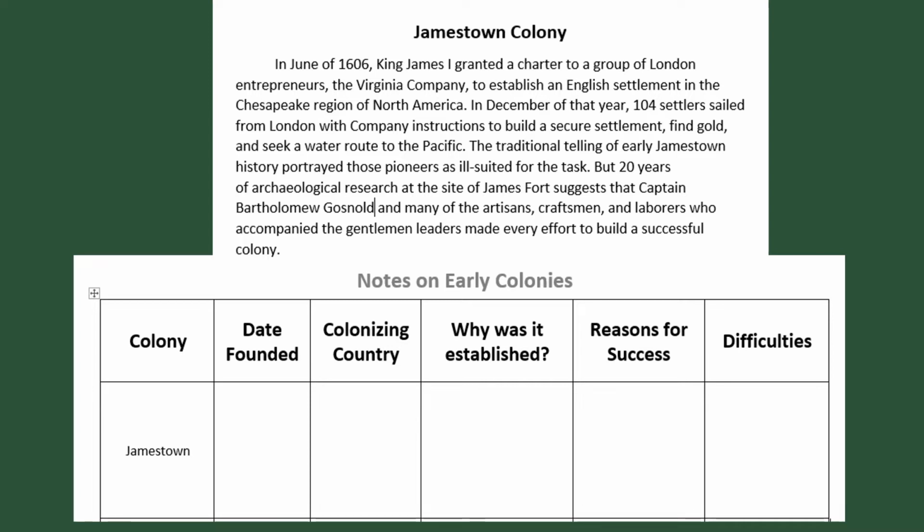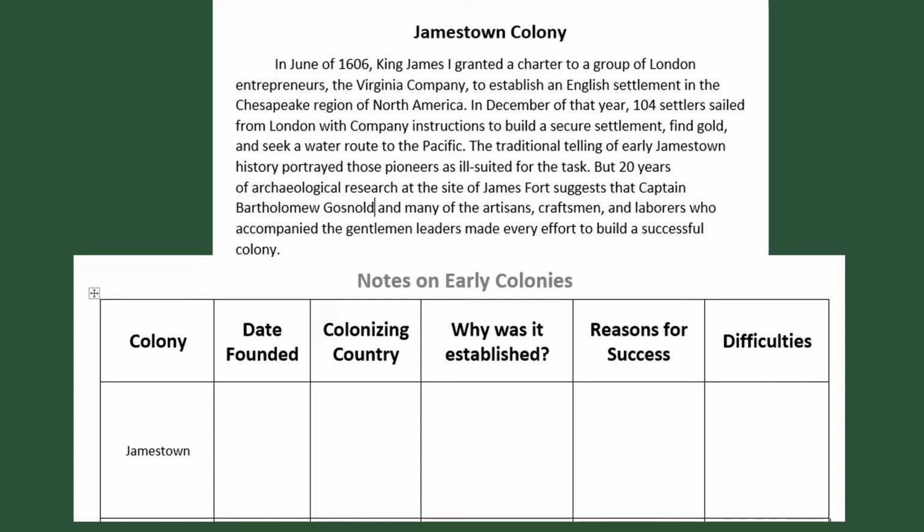The traditional telling of early Jamestown history portrayed those pioneers as ill-suited for the task. But 20 years of archaeological research at the site of James Fort suggests that Captain Bartholomew Gosnold and many of the artisans, craftsmen, and laborers who accompanied the gentleman leaders made every effort to build a successful colony.